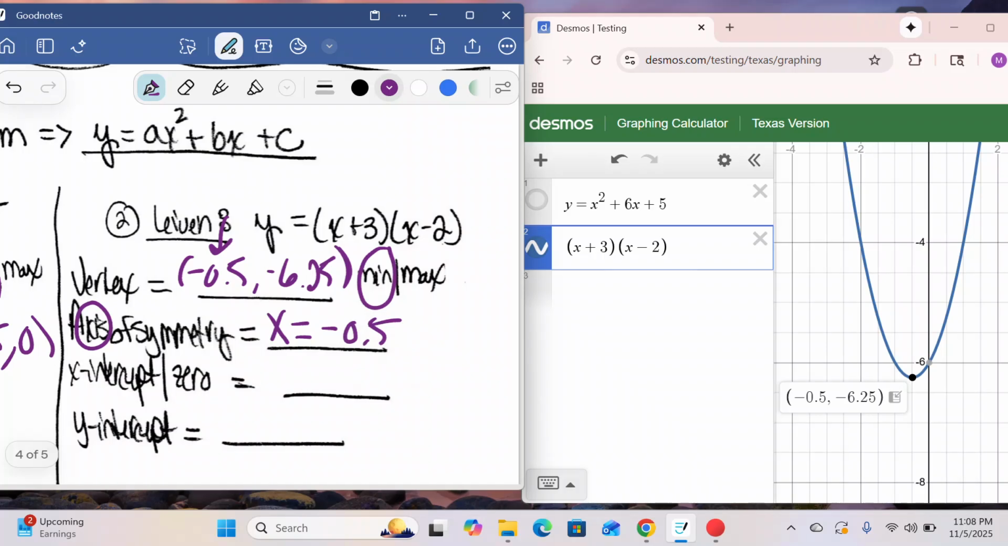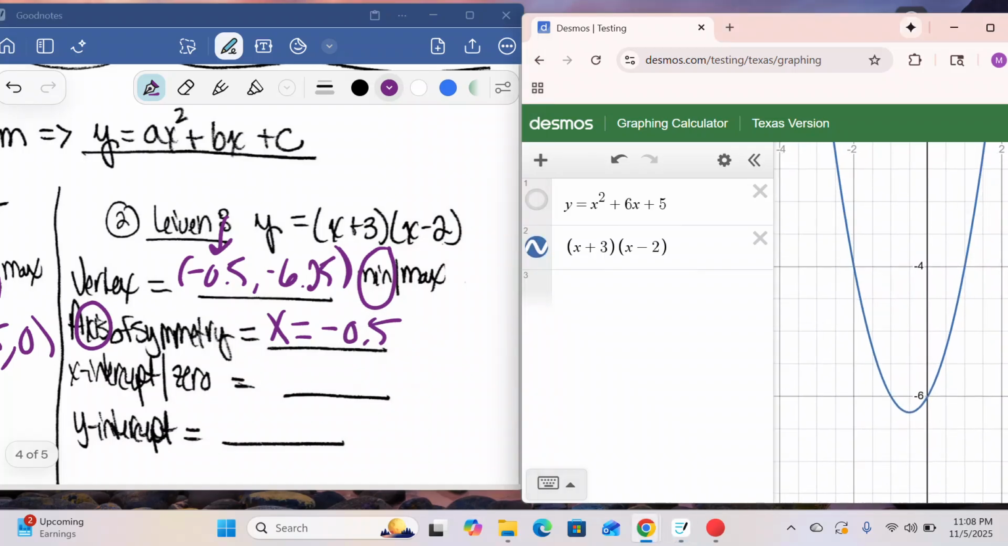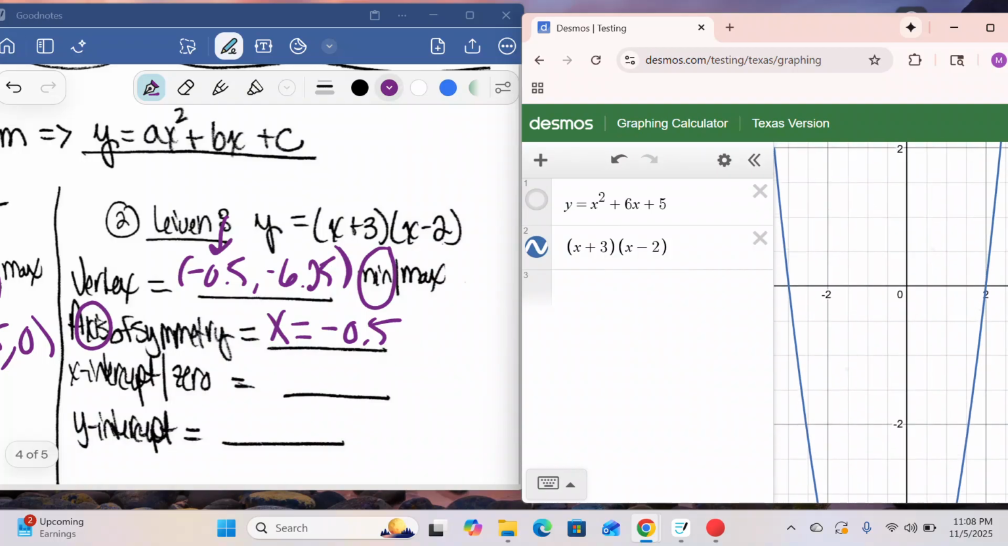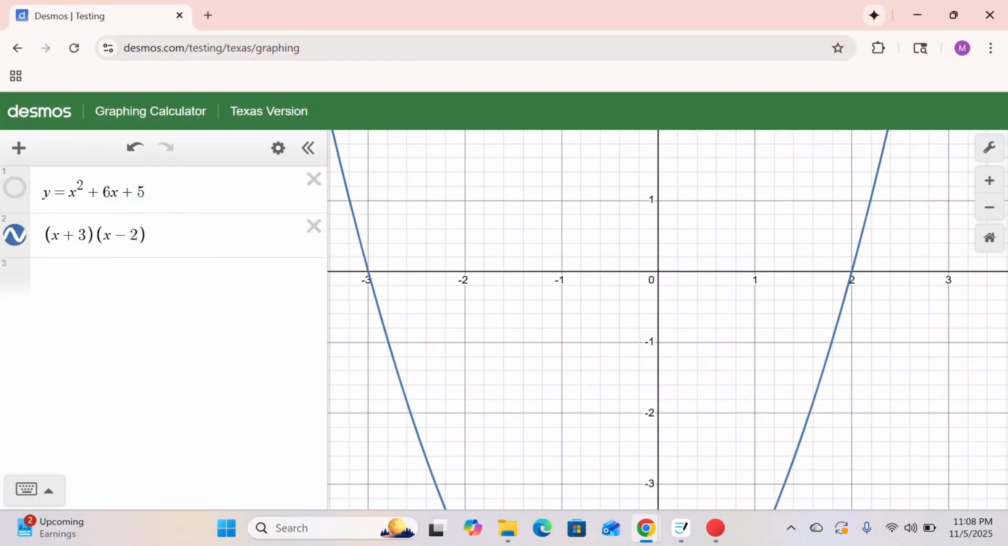And what is my x-intercept, which is my 0? I'm going to come over here. I'm going to find out, it's got two zeros. I want to look at bigger. One's right there. I can click on it, 2, 0. And one's right there. I can click on it, negative 3, 0. So I have my two zeros.